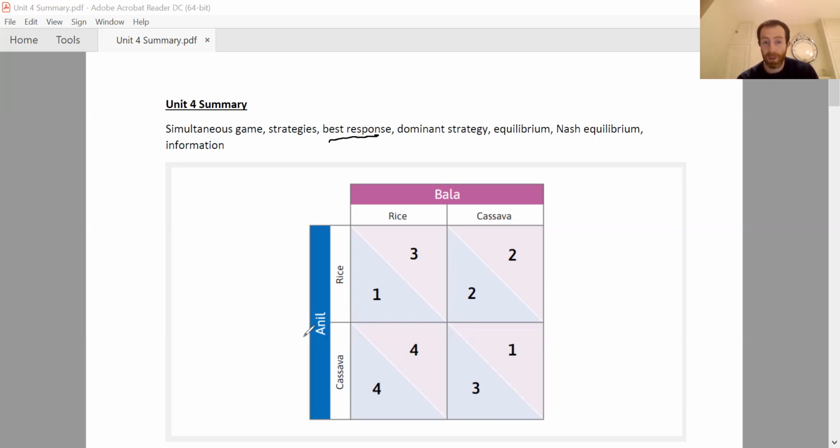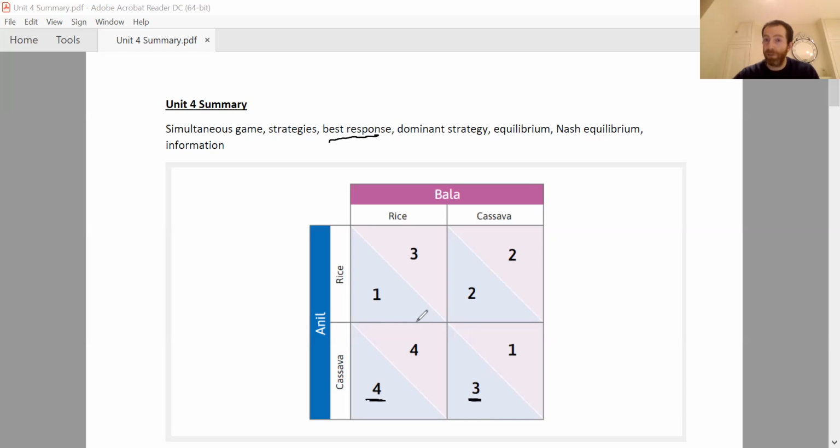I'm first going to think about things from Anil's perspective. If I'm Anil and I think through, well, if Bala decided to play rice, to grow rice, what should I do? Well, if I grew rice, I would get a payoff of 1. But if I grew cassava, I'd get a payoff of 4, which is obviously better. So let me underline that. The best response of Anil to Bala playing rice is to play cassava. Now let me think, what if Bala grew cassava? Well, if I go with rice, I get 2. If I go with cassava, I get 3. 3 is obviously bigger than 2, so underline that. That's the best response of Anil when Bala plays cassava: playing cassava.